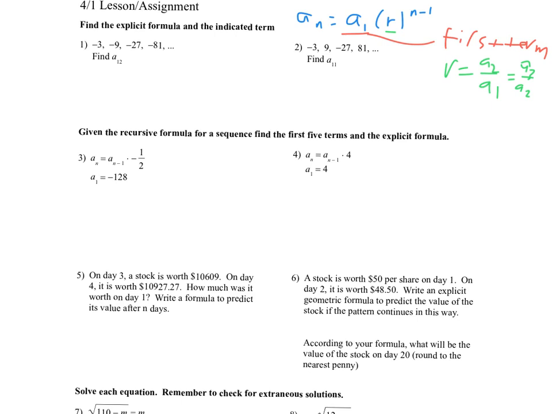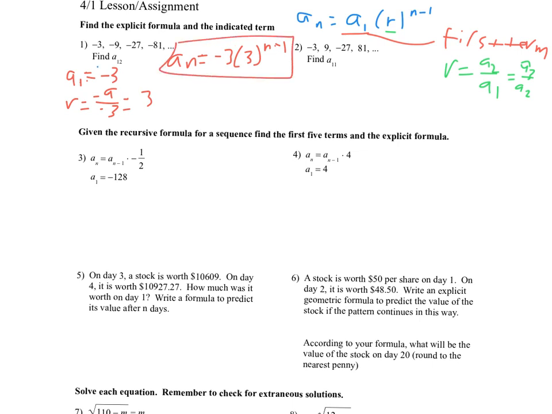Okay, so for number 1 here, obviously a1 is negative 3, and r is negative 9 over negative 3, which is 3. So I can set up my formula as negative 3 times 3 to the power of n minus 1, and that's it. Now, this one also asks for a sub 12.